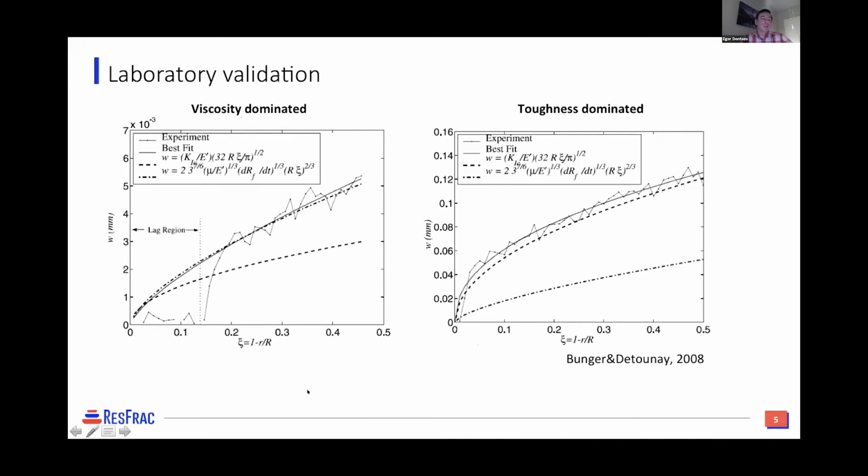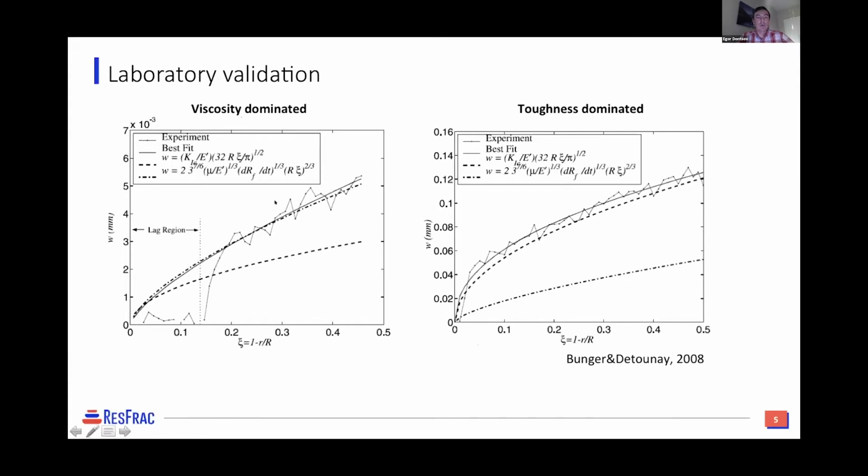So here I'm showing you results from lab work by Banger. And here, this kind of jagged line shows the experimental results of fracture widths near the fracture tip, okay, as a function of distance from the tip. And so the dashed lines are the two limiting solutions. One is for toughness domination and another one for the viscosity dominated regime.